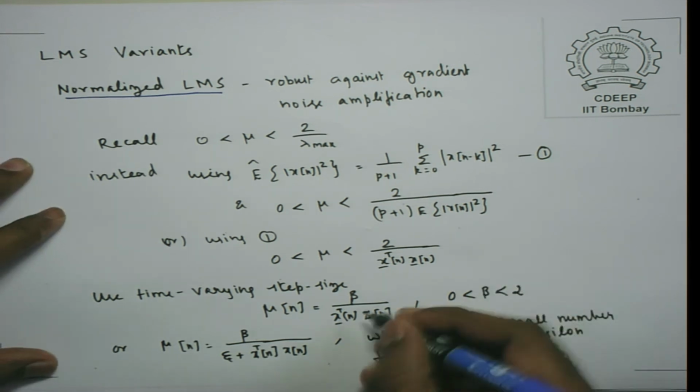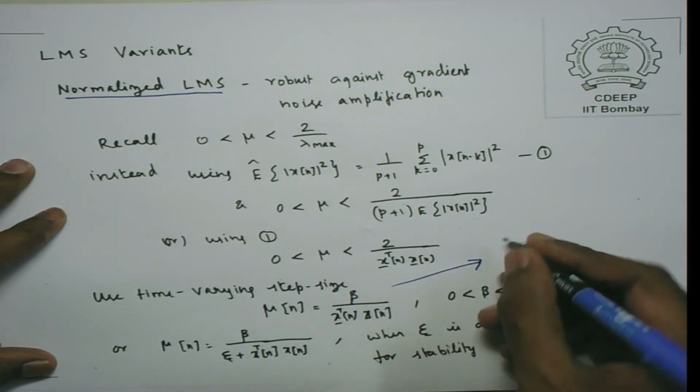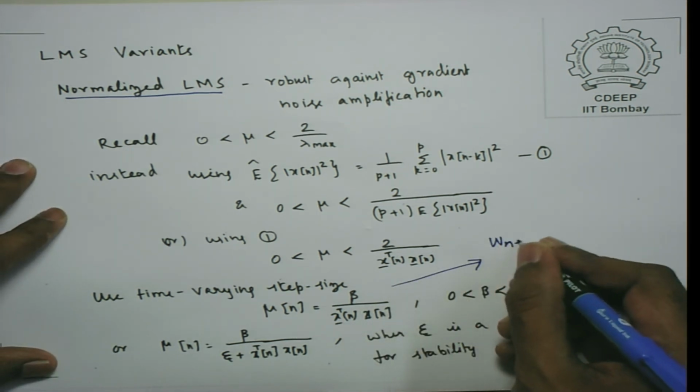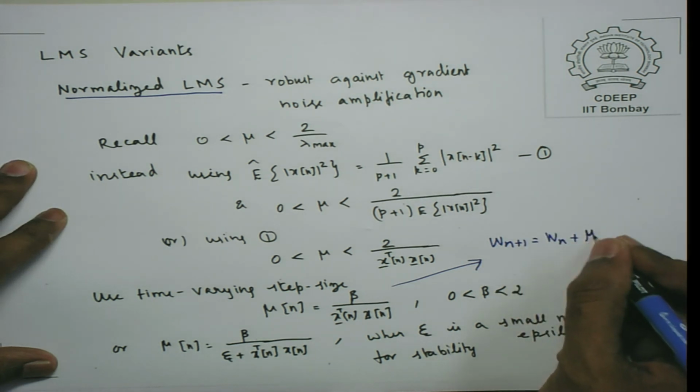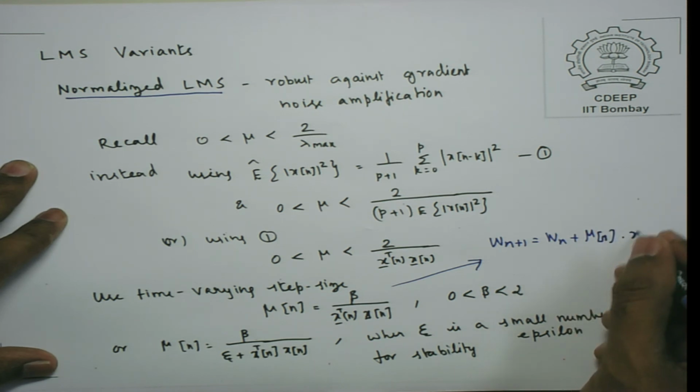So, if you look at this, using this mu, we have W n plus 1 is W n plus mu n, right, notionally. So, there is this x of n times this e of n, right.